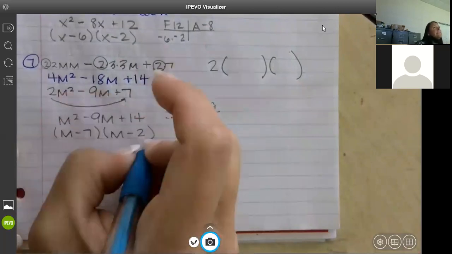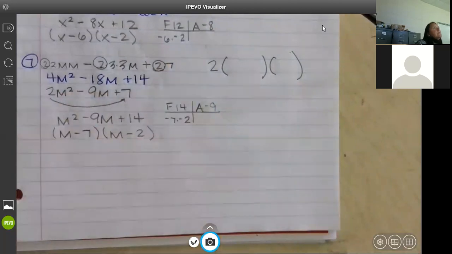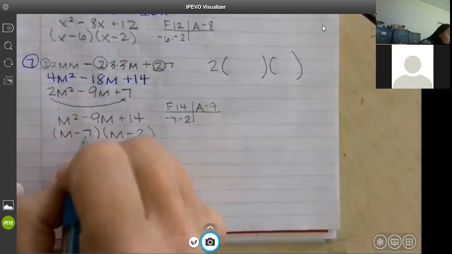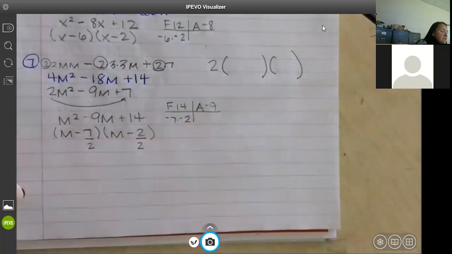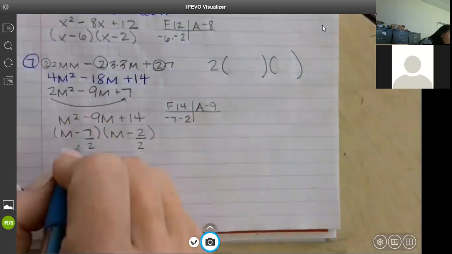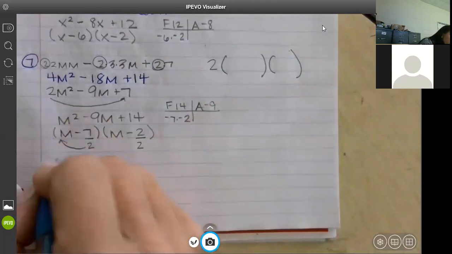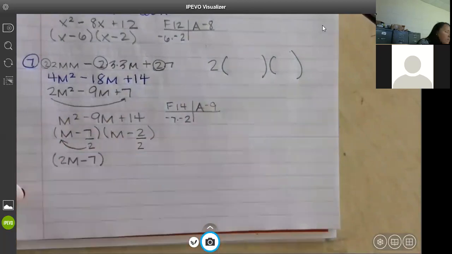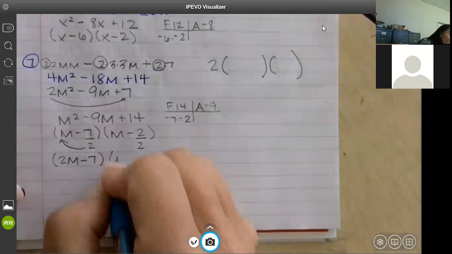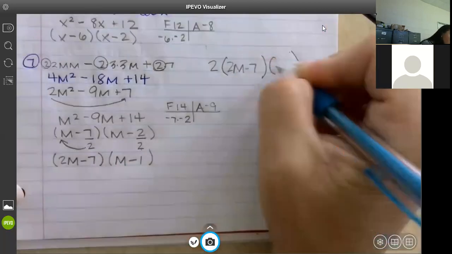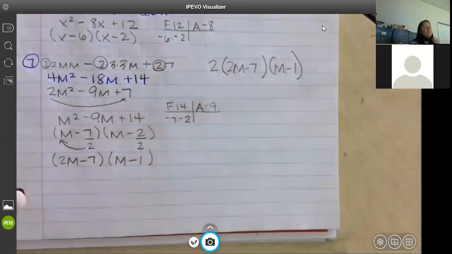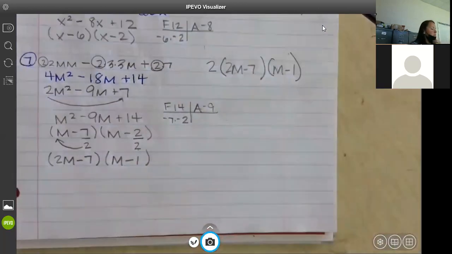So we have m minus 7, m minus 2. I did slide. Then I have to divide. You can test these in your calculator. 7 over 2 will not fix. So it'll be 2m minus 7. And what is 2 divided by 2? 1. So 2m minus 7 and m minus 1. And it doesn't matter what order those two are in. Okay. So you could have m minus 1 and 2m minus 7, and that would have been fine.